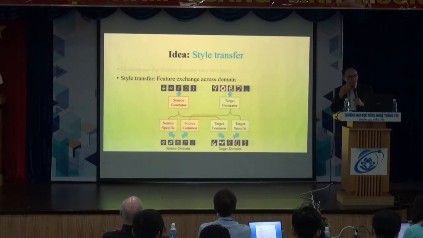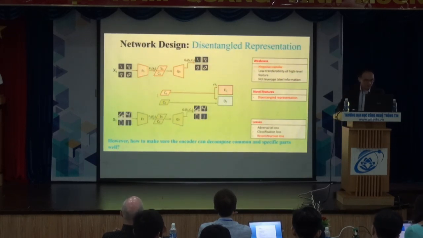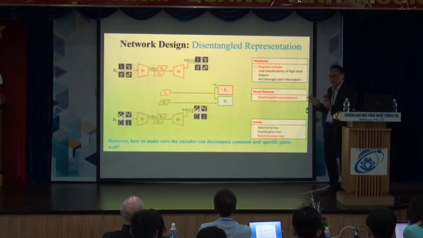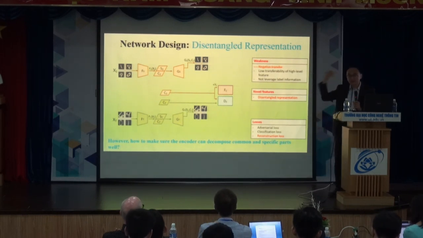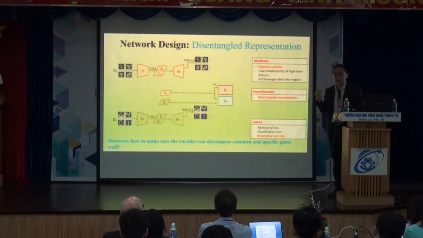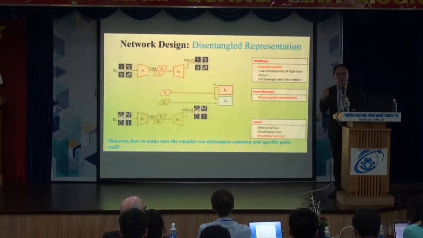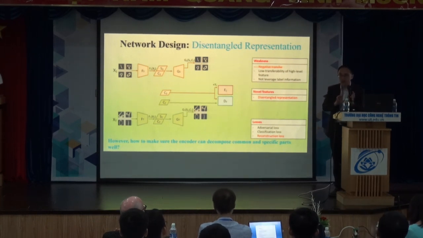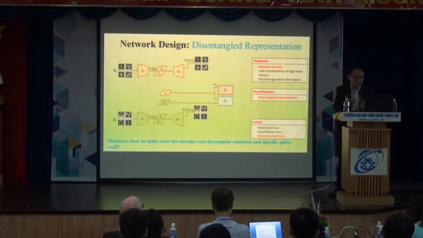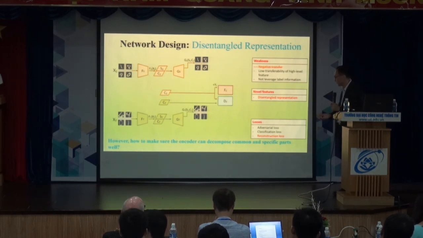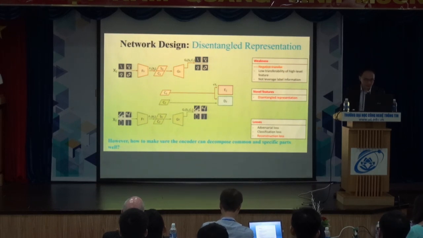But there's a problem here: how could you make sure your disentangled representation can decompose the feature very well? In the previous work, people did disentangled representation in a supervised way. They give you the labels so you know what is the specific part and what is the common part. But here, what we want to do is an unsupervised way. So how could you make sure your feature extraction can do a good vector decomposition?